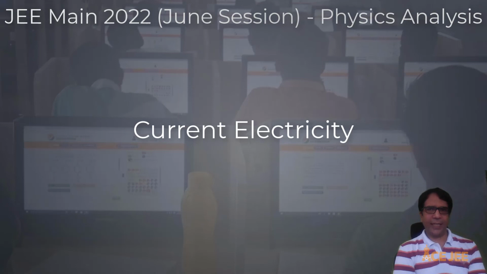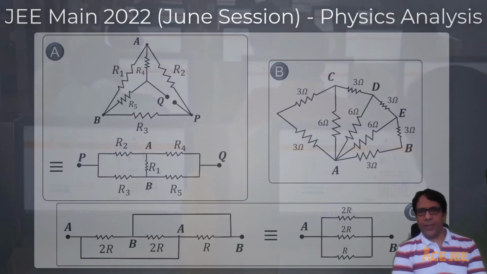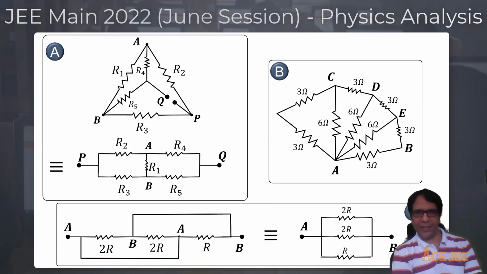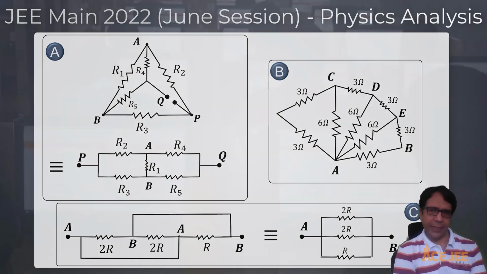Now moving on to current electricity, there were 4 questions where you were either asked to determine the equivalent resistance, or you had to find the equivalent resistance and then find the current in the circuit, and the circuit given was visually complex, but you just had to use your smarts to simplify the circuit and then find the R equivalent and the resulting current.